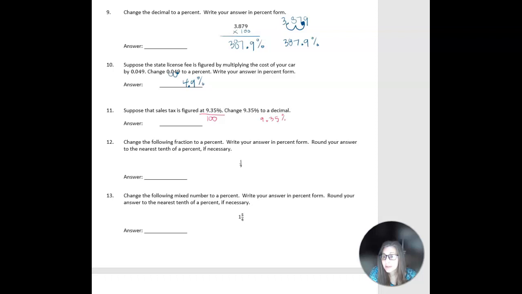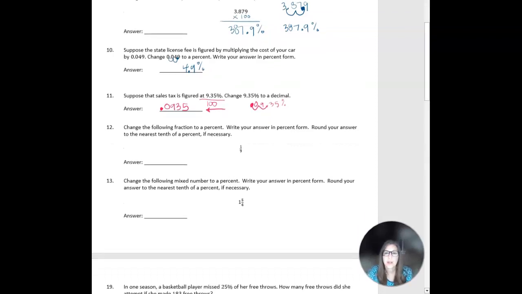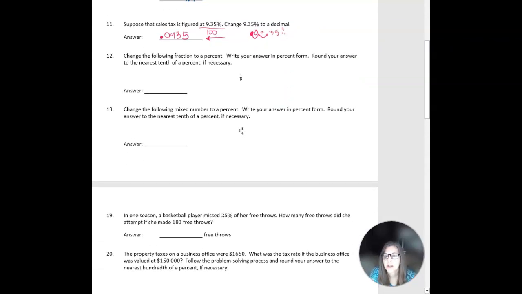9.35%, and instead of moving it to the right 2, we do the opposite, which is move it to the left 2. So we would go 1, 2, there's our decimal, and we have to drop in a 0 to hold our place. Dividing by 100 moves the decimal 2 places to the left. It's got 2 zeros, and that's kind of the impact of those 2 zeros. So we have, doesn't say anything about rounding, so we have 0.0935.